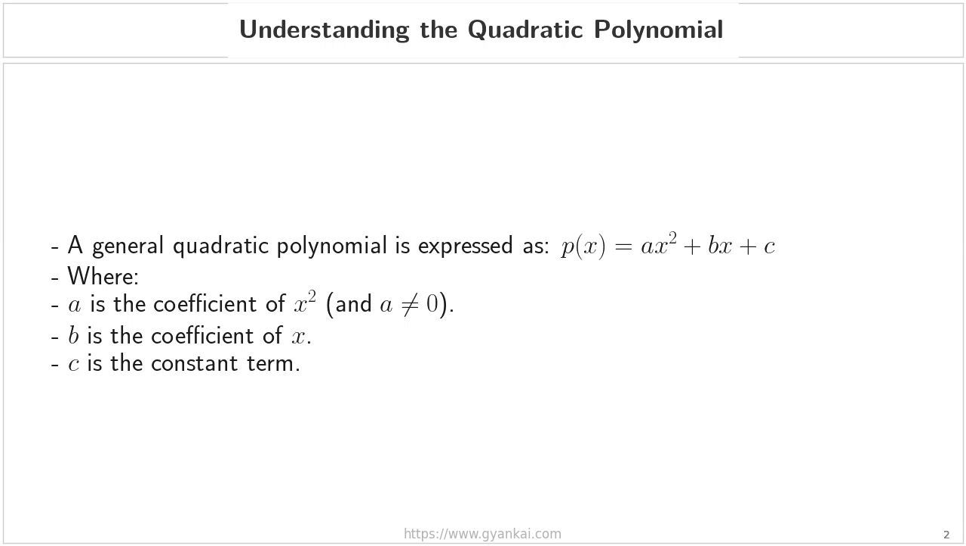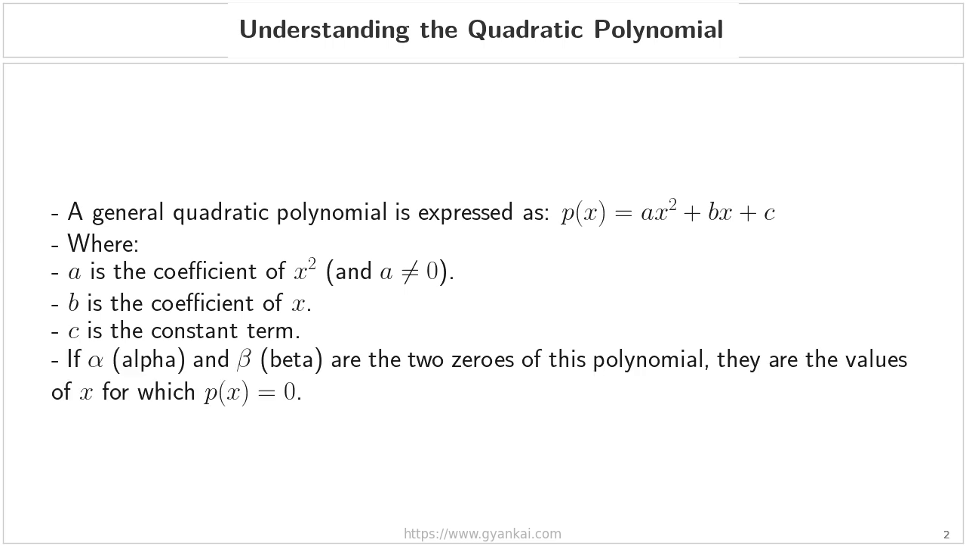It is very important to note that a cannot be equal to 0, because if it were, our equation would no longer be quadratic. Next, we have b, which is the coefficient of the x term. And finally, we have c, which is our constant term, the part that stays the same regardless of the value of x.